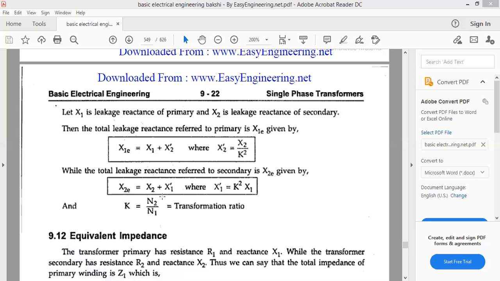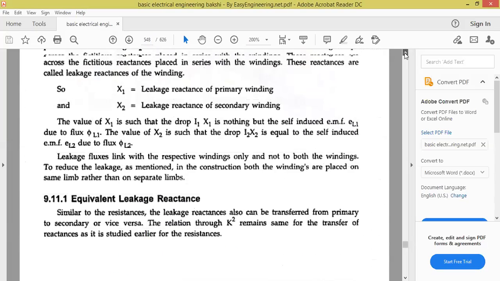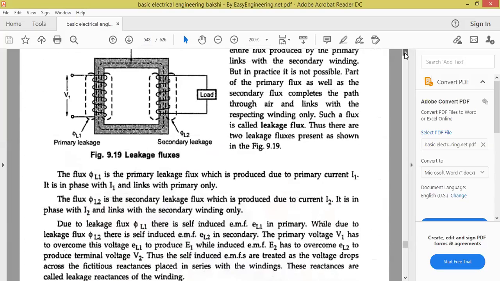You have to remember that for a transformer, K is the transformer turns ratio, N2 by N1 equal to V2 by V1 or E2 by E1 equal to I1 by I2 equal to K. A transformer is a constant flux, constant power machine: whenever voltage increases, the value of current decreases. Therefore, overall power remains constant. Similarly, in the last video, we have done a problem based upon this.